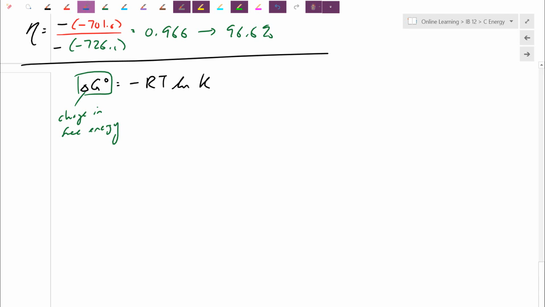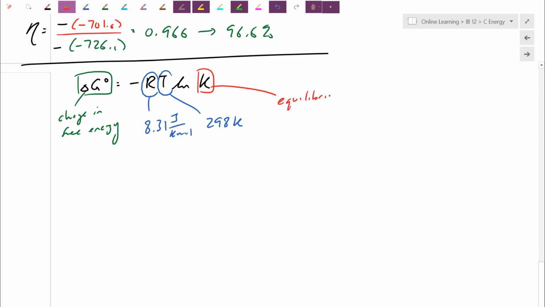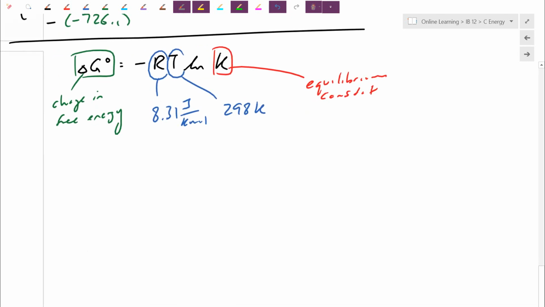The R here is going to be the universal gas constant, so 8.31 joule per Kelvin mole. The temperature here, make sure it's Kelvin, so we're just going to put in 298 Kelvin. And then we have a ln K. This K here is actually your equilibrium constant. If you think back to chapter 7, we called it Kc at that point. Kc was a comparison between the concentration of products over concentration of reactants.